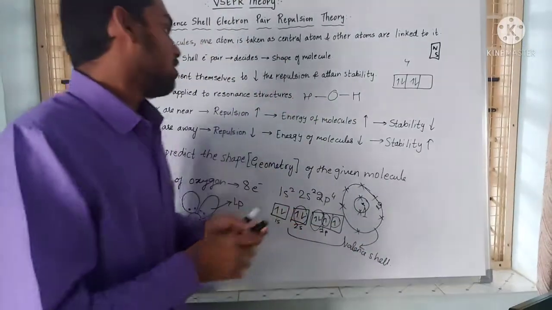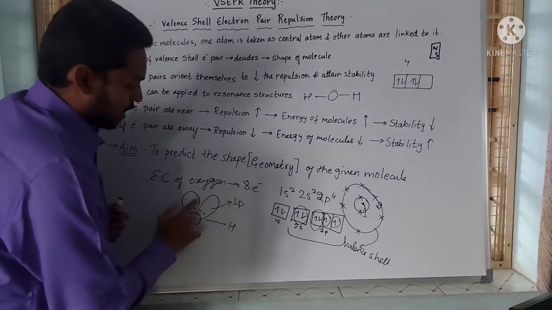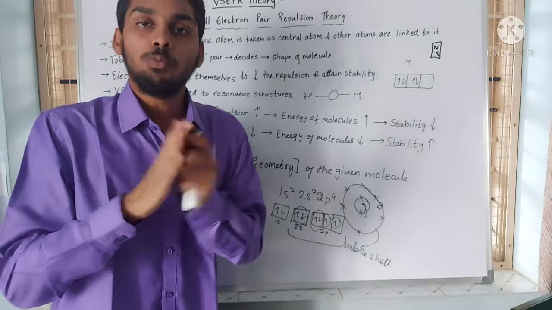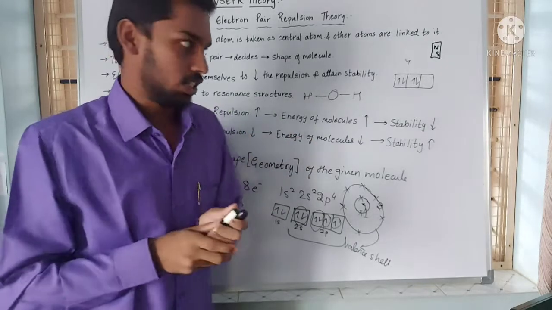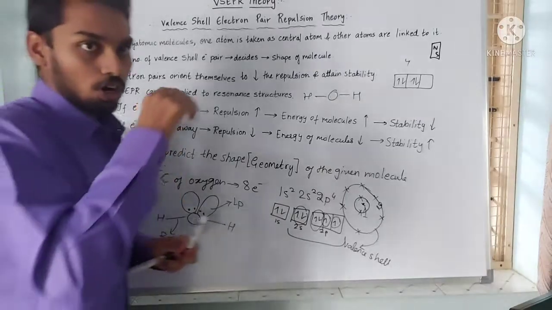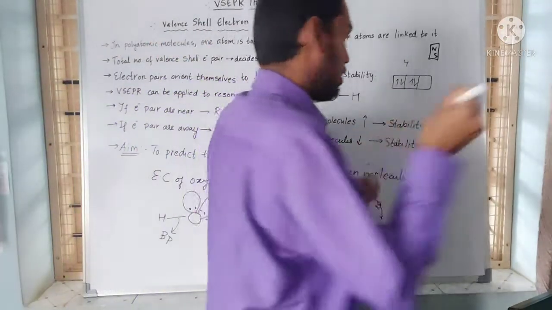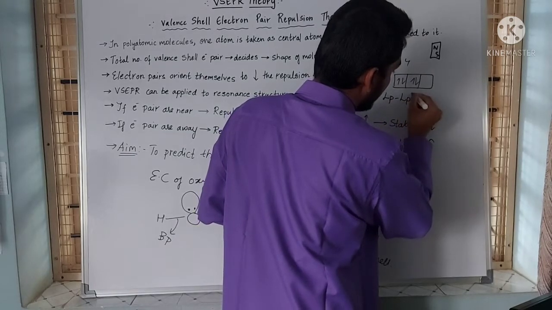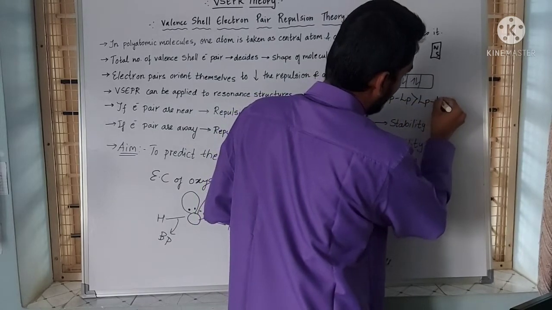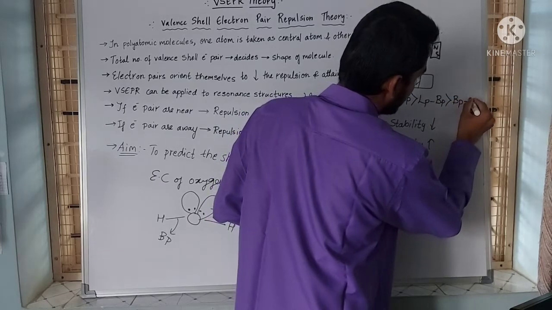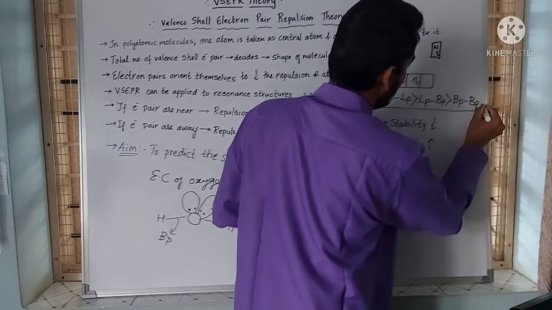In the same way, these two lone pairs have electrons. Electrons are similar charges, and similar charges are going to move apart or repel each other. There is going to be repulsion between these two lone pairs of electrons. So the order of repulsion is this: lone pair-lone pair is greater than lone pair-bond pair, and bond pair-bond pair repulsion is the least. This is the order.